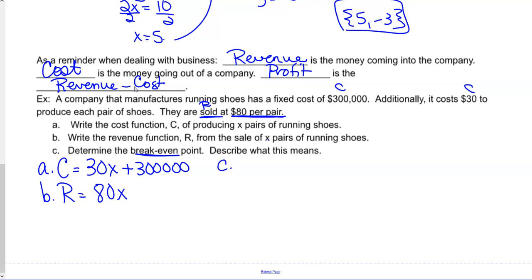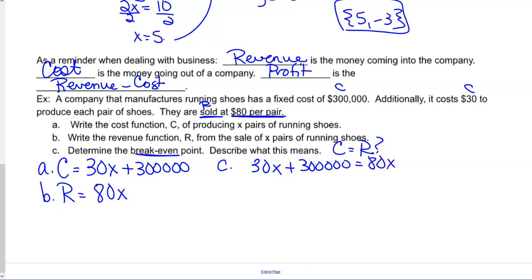I did profit is revenue minus cost, but a break point means that whenever we have cost equal to revenue, that's what they're really asking for in that piece, which is actually in a sense going to be a substitution of a system. Here I have two equations. I can substitute when that cost is equal to my revenue. So for part C, we're going to figure out when 30x plus 300,000 is equal to 80x.